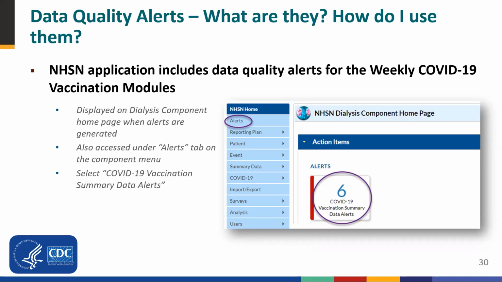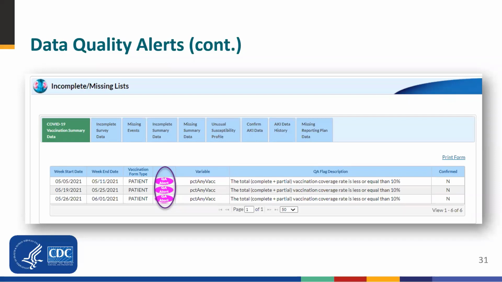Data that may have been entered in error are flagged by the NHSN application and displayed as a data quality alert on the application landing page. Users will see these alerts when logging into the dialysis component or can access the alerts by selecting Alerts from the component menu on the left-hand navigation bar. A table with information about the QA alerts will be displayed, including the reporting week, which form the alert is referring to, and descriptive information about the QA flag that has been generated.